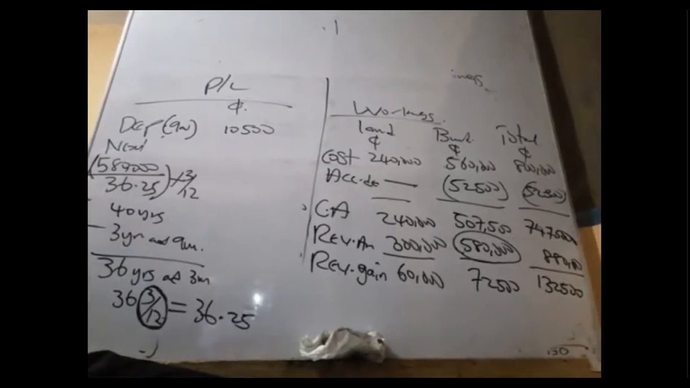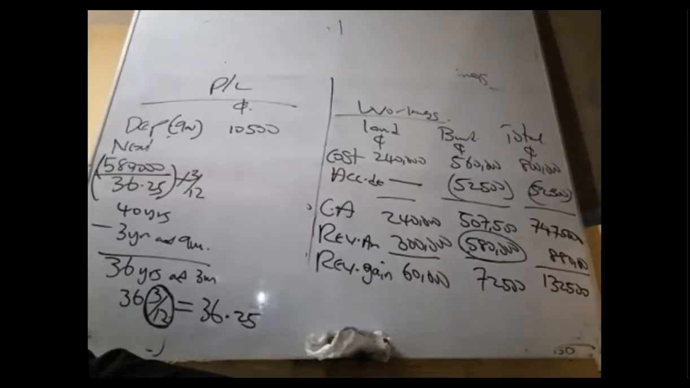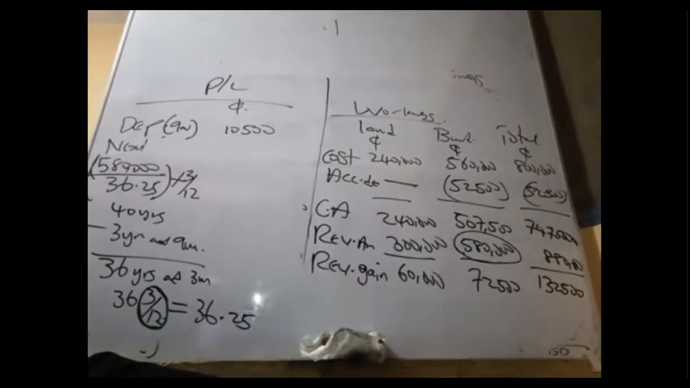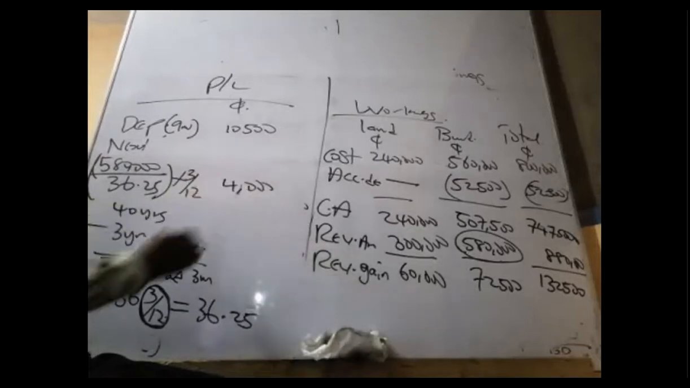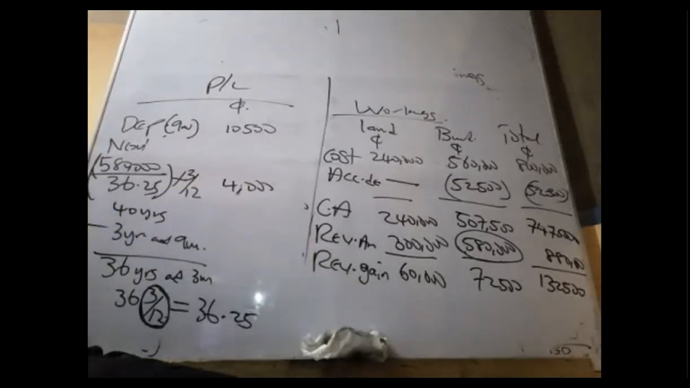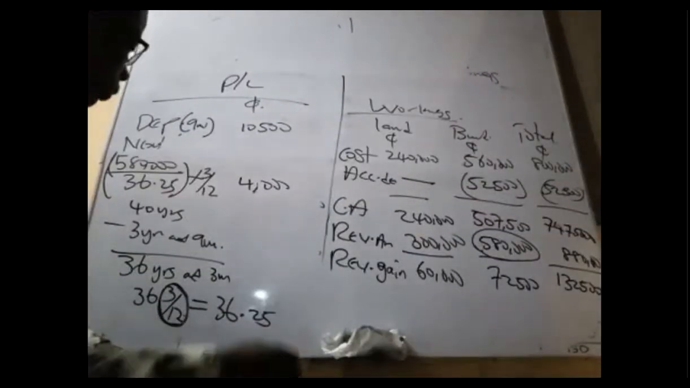So the next depreciation will be 580,000 divided by 36.25. And that is 16,000 times 0.25. That's 4,000. So 3 month depreciation is 4,000. That's the 3 month depreciation, 4,000.